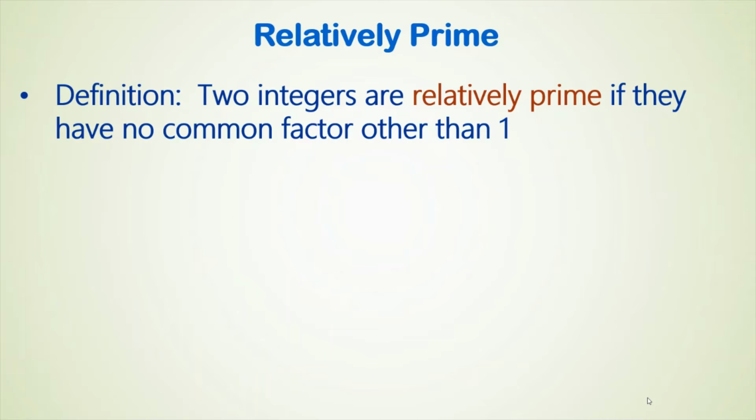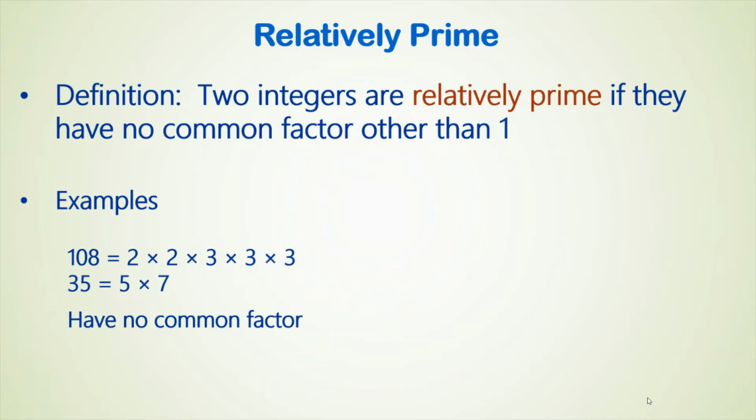Now, what happens if we have two integers that have no common factors other than 1 between them? If that is the case, then these two integers are called relatively prime to each other. For example, we have two numbers, 108 and 35. 108 can be factored as 2 times 2 times 3 times 3 times 3. 35 can be factored as 5 times 7. If you look amongst all the factors, there's not a single one that's common to both numbers. So these two numbers have no common factors, and they're relatively prime to each other.